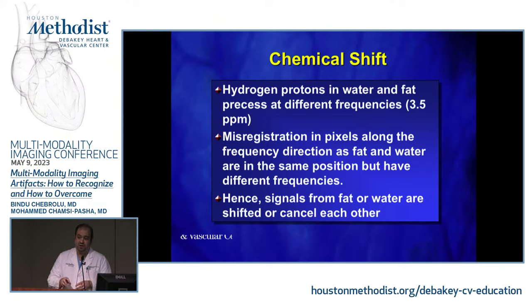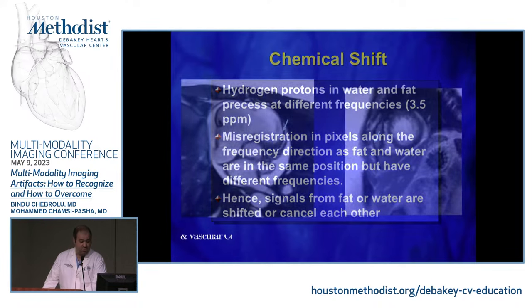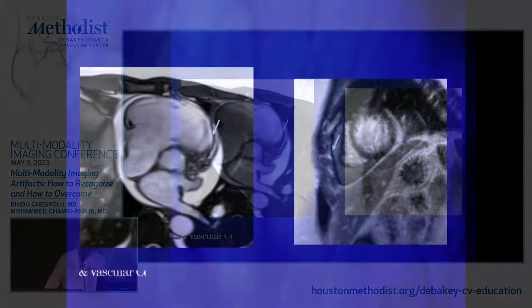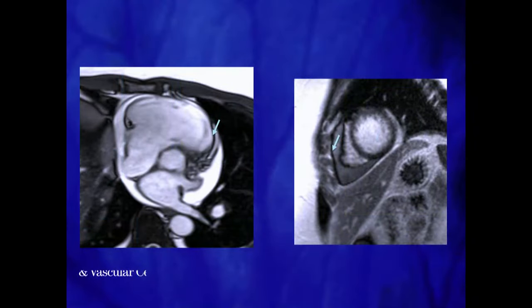they cancel each other, because although they are located at the same position, one would have a positive frequency and the other would be in the opposite direction, and that's exactly what you see over here. At the interface between the epicardial fat and the pericardial fluid, you can see this quote-unquote 1 pixel of low intensity, and that's exactly the chemical shift artifact, usually at the interface between fat and water.